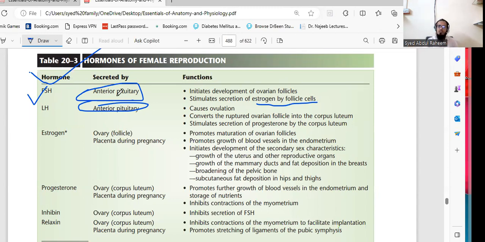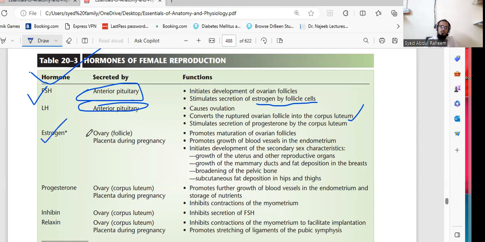LH hormone is also released by the anterior pituitary gland. It causes ovulation, the main process of oogenesis that happens here. It converts the ruptured ovarian follicles into the corpus luteum. After the egg comes out, the follicles are converted into the corpus luteum. The corpus luteum will secrete progesterone. Here we have estrogen and progesterone.